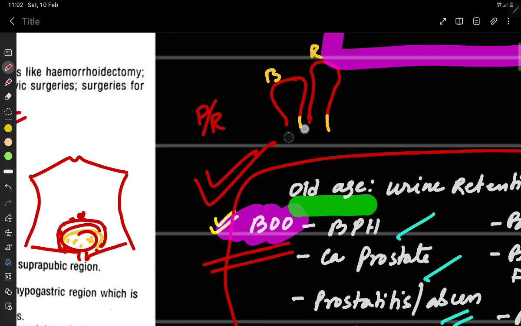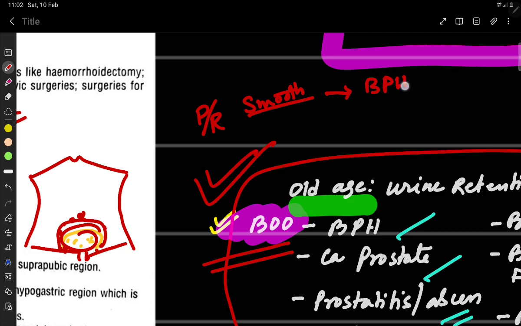If the mucosa over the prostate is smooth, then generally it indicates BPH, benign hypertrophy of the prostate.